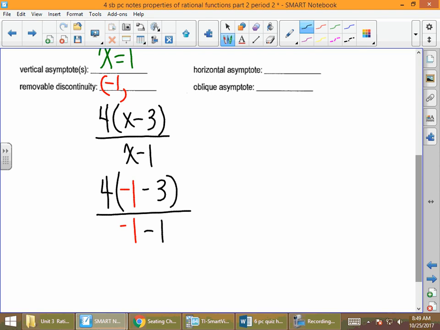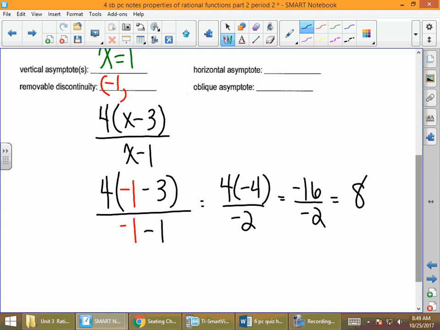Don't put that value back into the original function. We'll get 0 in the denominator. We've got to put it back into the part that's remaining. So this gives us 4 times -4 over -2, which is -16 divided by -2, which is 8. There's our removable discontinuity.